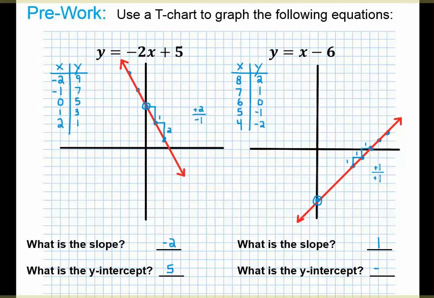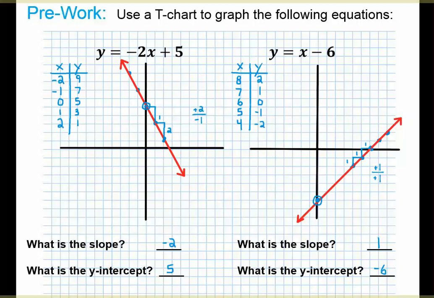Okay, why did we take all of this time to do that? Well, one, using T-charts does take time. I want to emphasize that. But the main thing I want to emphasize is that a lot of this information is encoded in the equation itself. So take a look at your answers for slope and y-intercept and go back and look at the equations that they come from. What do you notice?